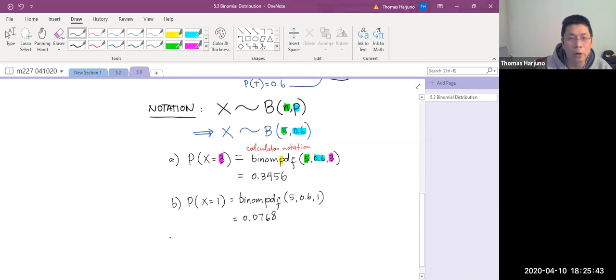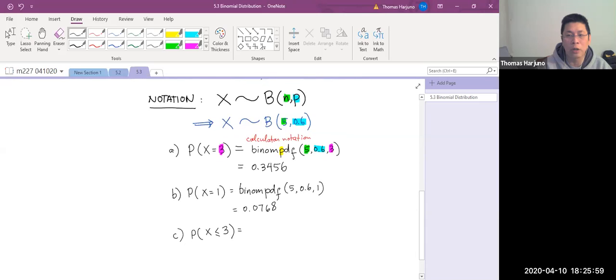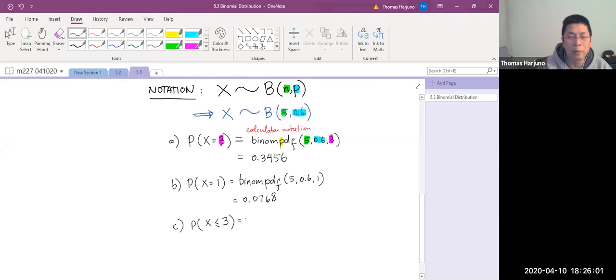Let's go on further. What if I ask something else? Let's say the probability that X is at most 3 instead. Now, to say the probability of X is at most 3, we will basically need to add the probability that X equals 0, plus the probability that X equals 1, plus the probability of X equals 2, plus the probability that X equals 3. That's what it actually means.